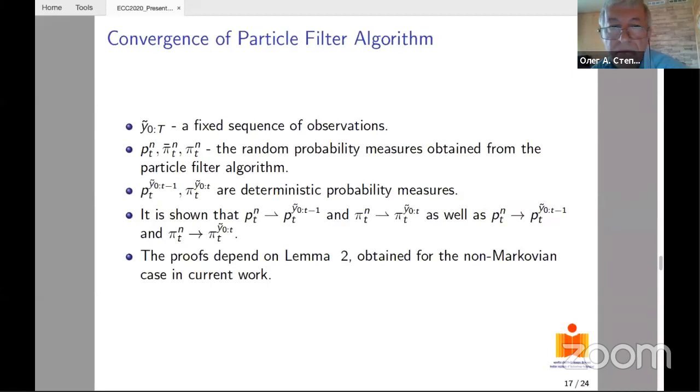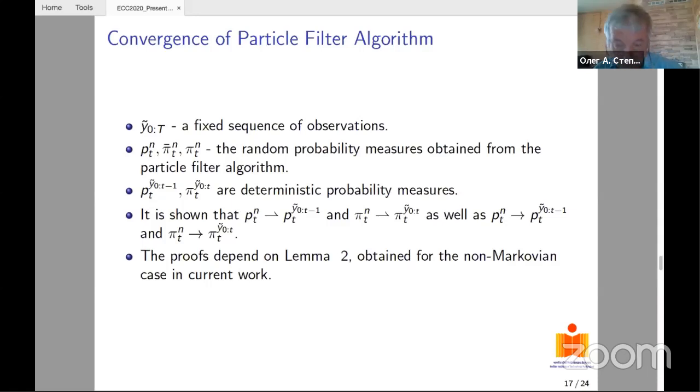Now here we summarize the variables used in the convergence proof of the particle filtering algorithm. Y tilde 0 to t is a fixed sequence of observations. Ptn, pi bar Tn, pi Tn are the random probability measures obtained from the particle filter algorithm. Pt y tilde 0 to t minus 1, pi t y tilde 0 to t are deterministic probability measures.